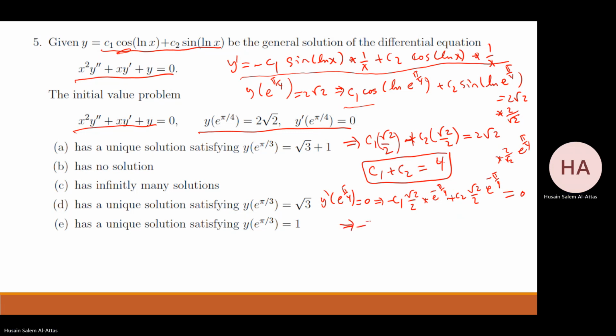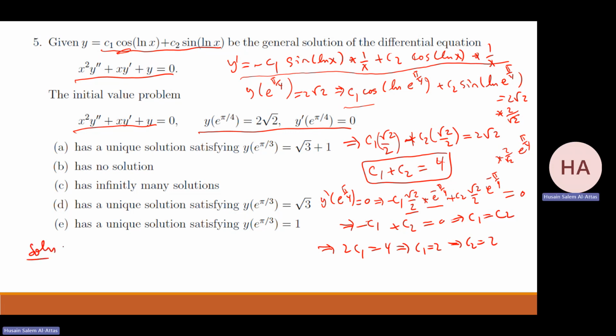So I have what? This is minus C1, this is cancelled, plus C2 equals 0. So C1 equals C2, plug it here. So I have 2C1 equal 4. So C1 equals 2 and C2 equals 2. So what will be my solution? It will be y equals 2 cosine ln x plus 2 sine ln x. So for sure I have a unique solution. No solution, no. Infinitely many solutions, this is wrong. I have only one solution.